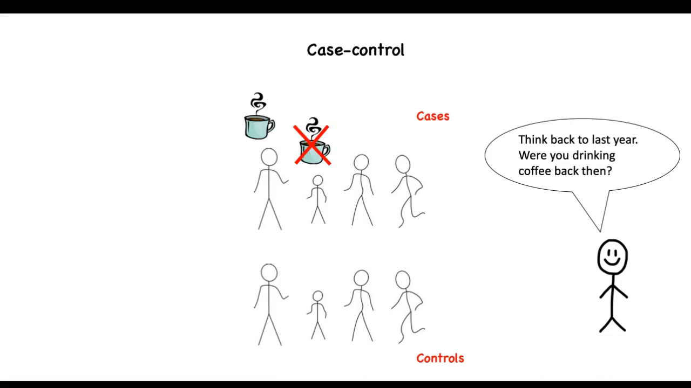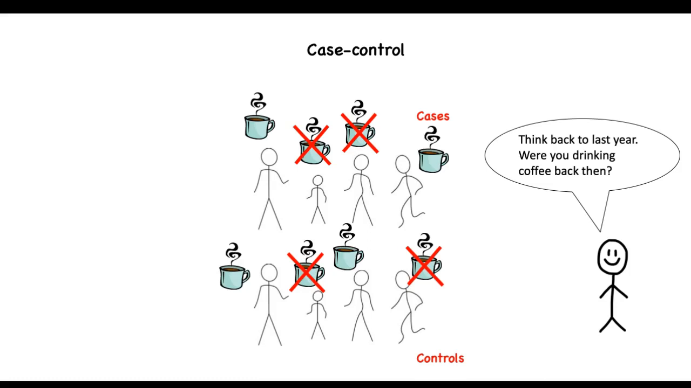But what if you also got your controls through the same doctor's offices? Those patients didn't have ulcers, but it's possible that they had other digestive conditions that made them stop drinking coffee. So when you compare cases to controls, you'll see a big difference in coffee drinking. And it's not because coffee caused ulcers, even though that's what it might look like. This form of selection bias is called control selection bias.